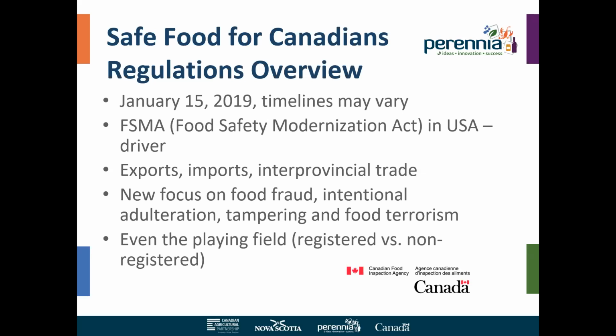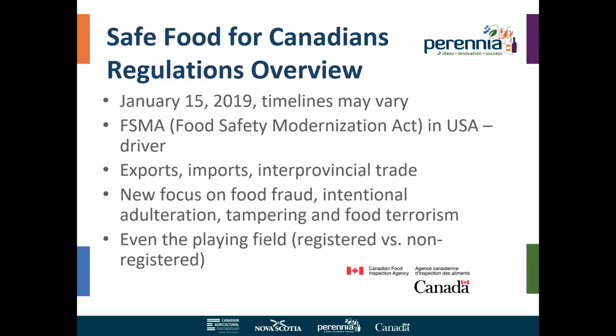So why the changes anyways? Well, FSMA, which is the Food Safety Modernization Act in the USA, was the big driver, as Canada wanted to be in line with the US. So that's why the changes came into place. And also a lot of the regulations were really old and outdated. So this gave them a chance to update everything. So the scope of the Safe Food for Canadian Regulations is export, imports, and interprovincial trades. Those are the three main things that it addresses, and food for human consumption.